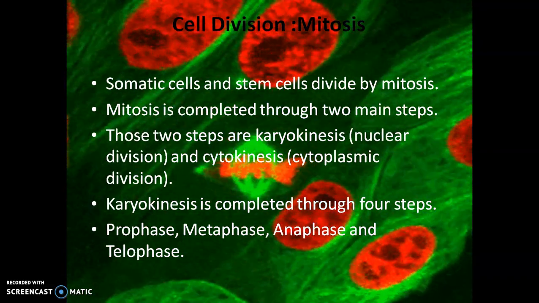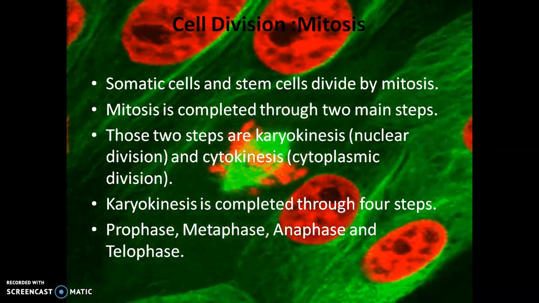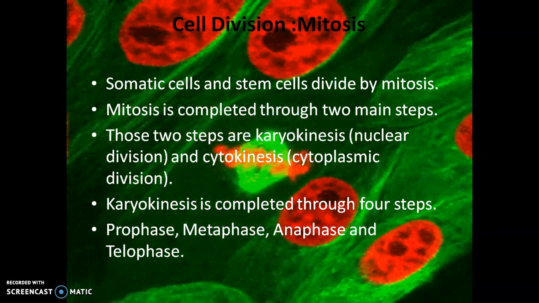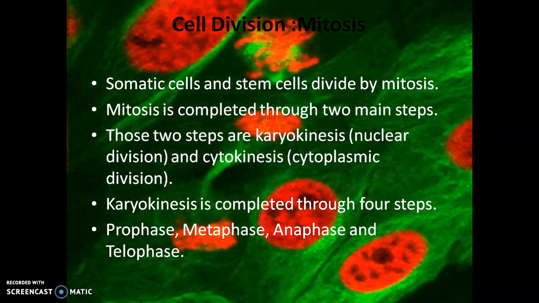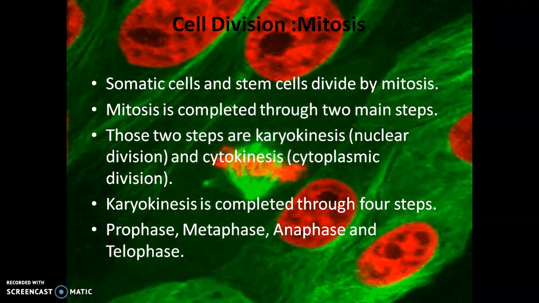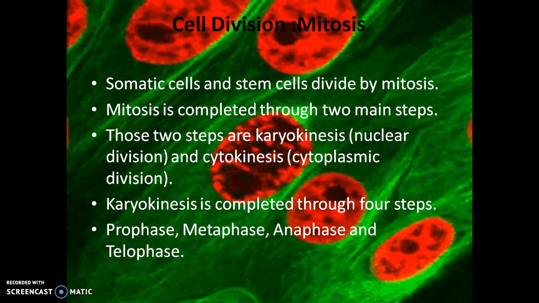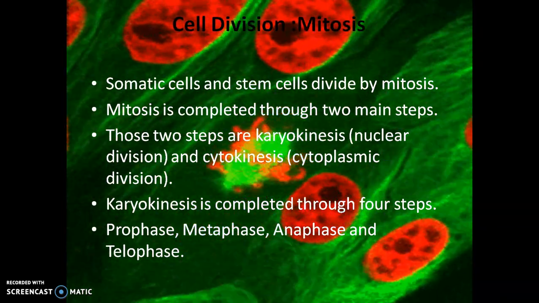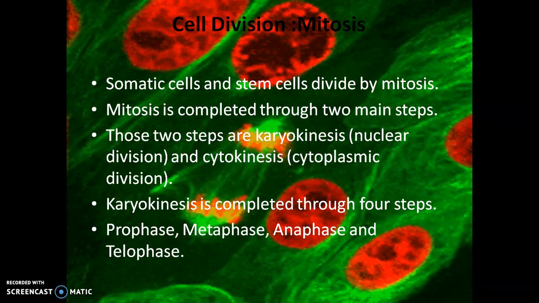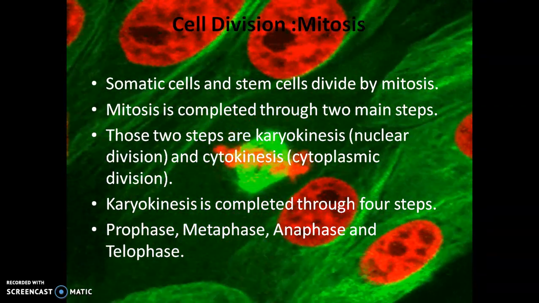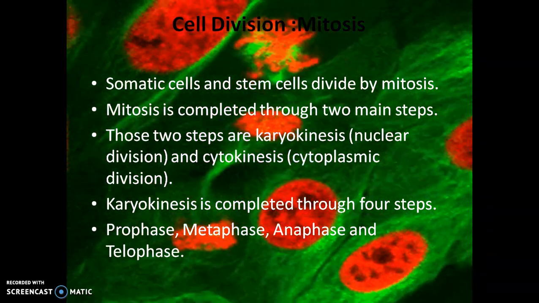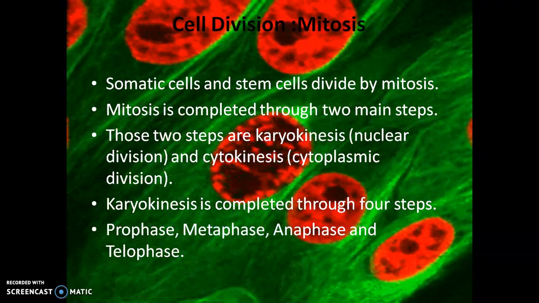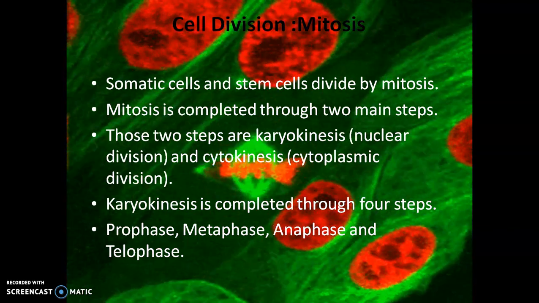Now going to the first type of cell division, that is mitosis. Somatic cells and stem cells divide by mitosis. Mitosis is completed through two main steps. Those steps are karyokinesis. Karyo means nucleus and kinesis means division, so it's a nuclear division. And cytokinesis. Cyto means cytoplasm, so it's a cytoplasmic division.